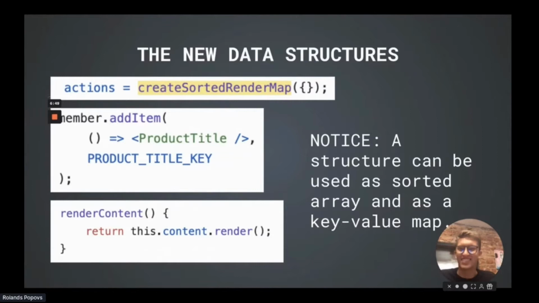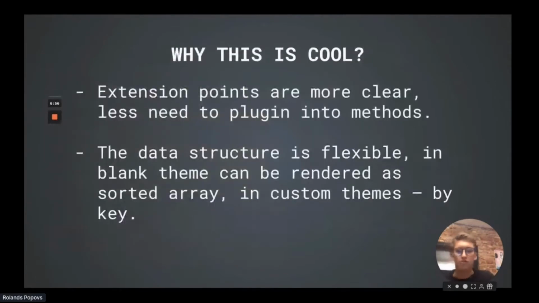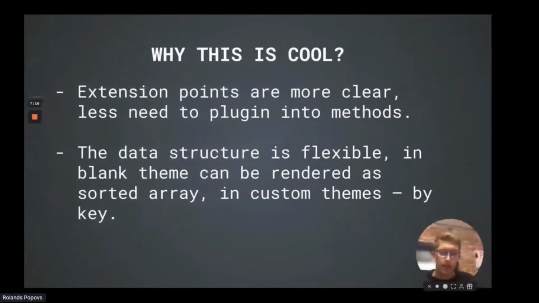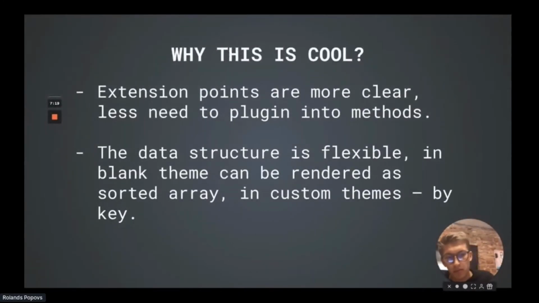So again, we have the sorted render map, and it works both as an array and as a map. So what benefits does it bring to us? First of all, that's a clear extension point. We no longer need to think about how we should extend the thing, and maybe in some time in the future the API will change from array to a map, and then we would have to rewrite our code. Not anymore. Now we have a structure that works both as an array and as a map.